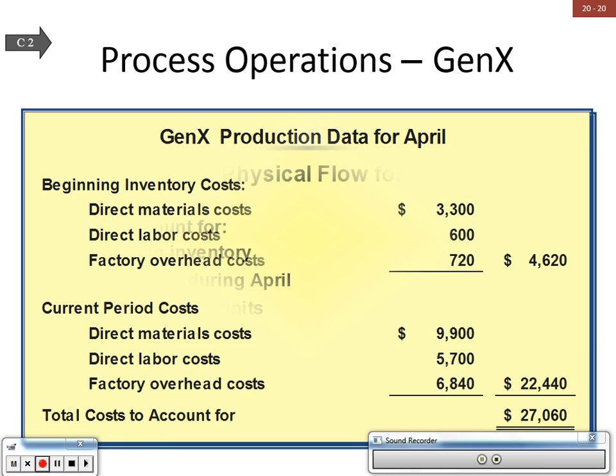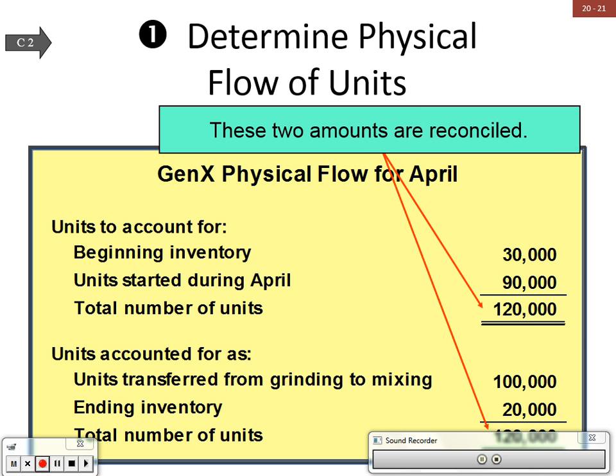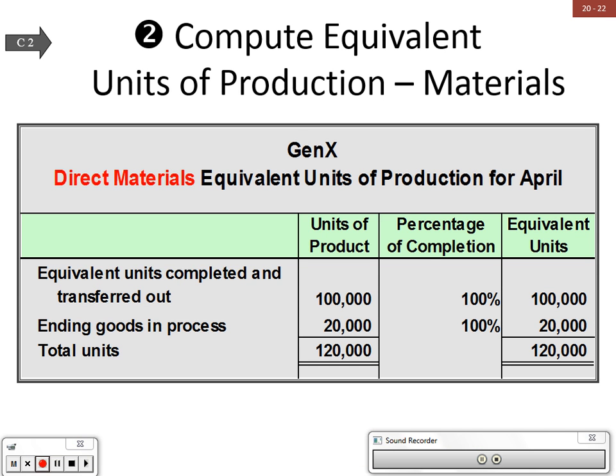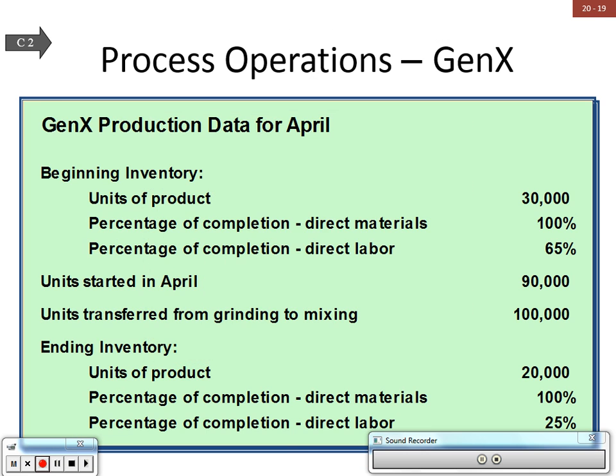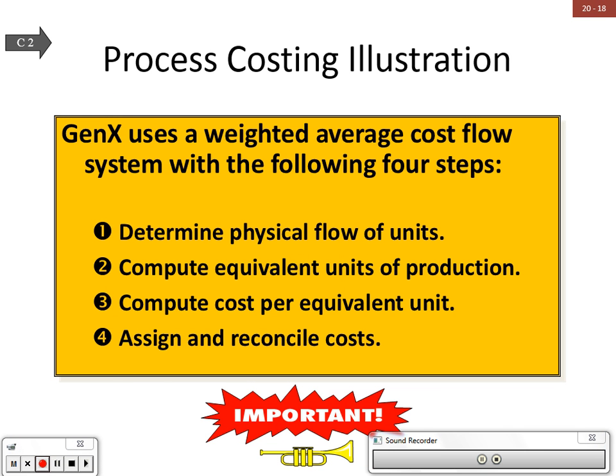I don't necessarily like to use that example, but we'll go through it. Gen X uses the weighted average cost flow system with the following 4 steps. They determine their physical flow, then compute their EUP, then compute the cost per equivalent unit, and then assign those costs. And this is in your book as well.